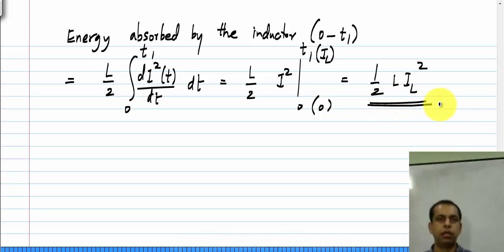Okay. So, what does this result tell us? First of all, if you change the current in an inductor from 0 to I_L over a time t1, then the total energy delivered to the inductor will be half L I_L squared. Now, it does not depend on how the current gets from 0 to I_L. It can do it in any which way, you will get the same answer. So, from that we can also infer that if an inductor is carrying a current I_L, it will have a stored energy of half L I_L squared. Okay.